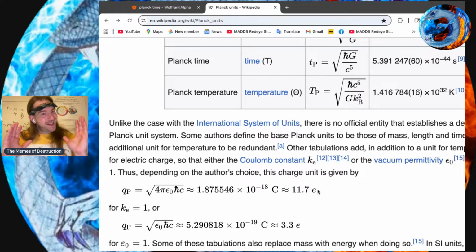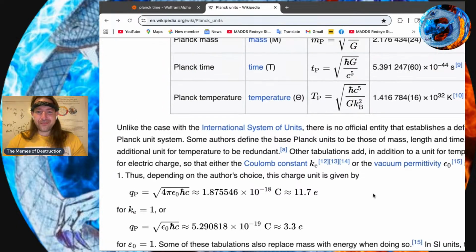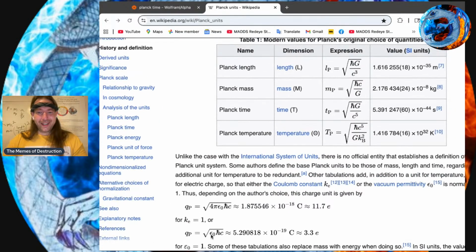Again, apparently 1 over 137 is a lot sexier, so to speak, than 1 over 11.7. This was kind of how Professor Feynman liked thinking about it. Again, it could be personal opinion there. Long story short, you need the electric constant in there. That's the one thing you need.